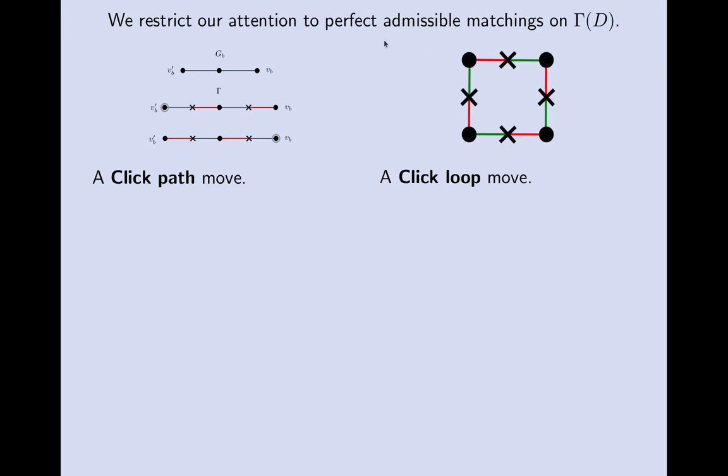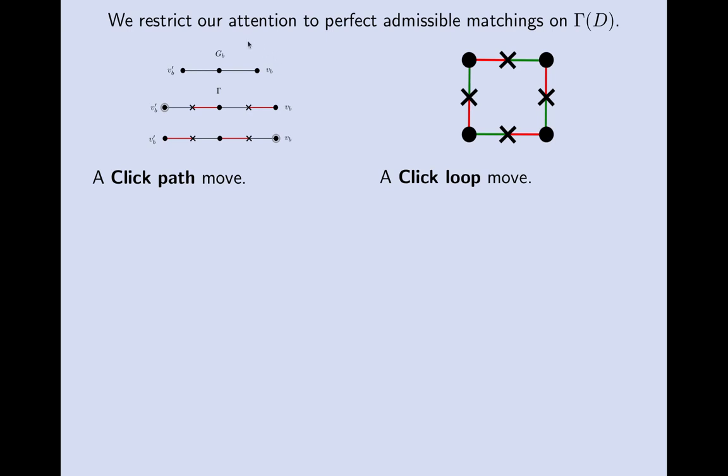This admissibility in conjunction with perfect just means that each of these matchings will leave unmatched exactly two of the vertices in the Tait graph, and exactly one of these will be black and exactly one white. So let's see what a click path move is.